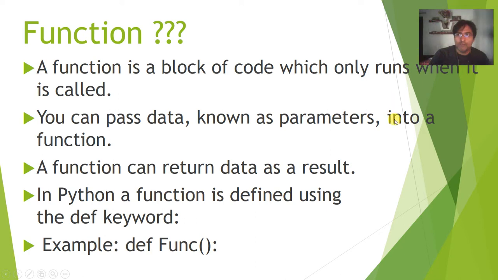We can pass data to functions which are known as arguments or parameters. A function can return data as a result. We define functions using the def keyword. Example like def func. Func is the name of the function which we have given. These are the functions which we can define using the def keyword.